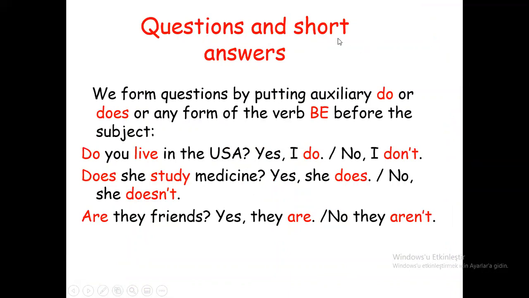What about questions and short answers? We form questions by putting auxiliary do or does or any form of the verb be before the subject. Do you live in the USA? We put do before the subject. And here again, be careful. There is not S at the end of the verb. Yes, I do. This is short answer, or no, I don't.